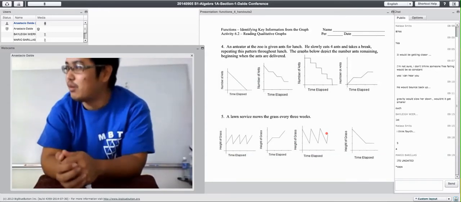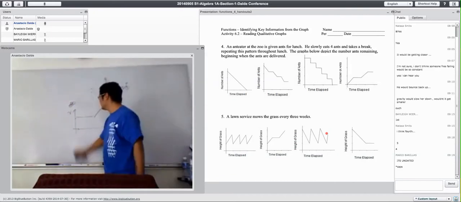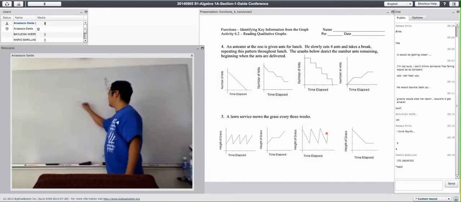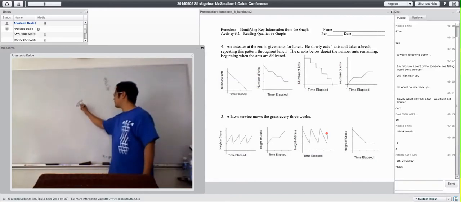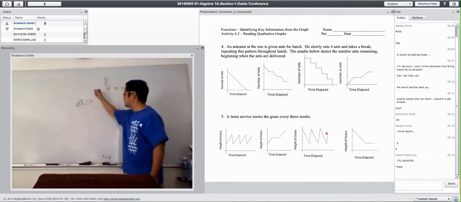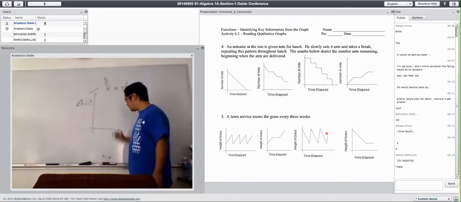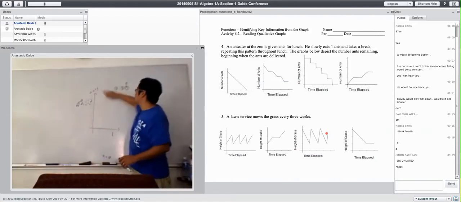Repeating this pattern throughout lunch, the graph below depicts the number of ants remaining at the beginning and when the ants are delivered. Okay. So, anteater. To be honest with you, I have no idea what an anteater looks like. I suppose that I might have just drawn an armadillo. Okay? You got a big stack of ants. Okay? Here's ants. Here's time. How does that graph look? 1, 2, 3, or 4. Let's take a guess at that one.